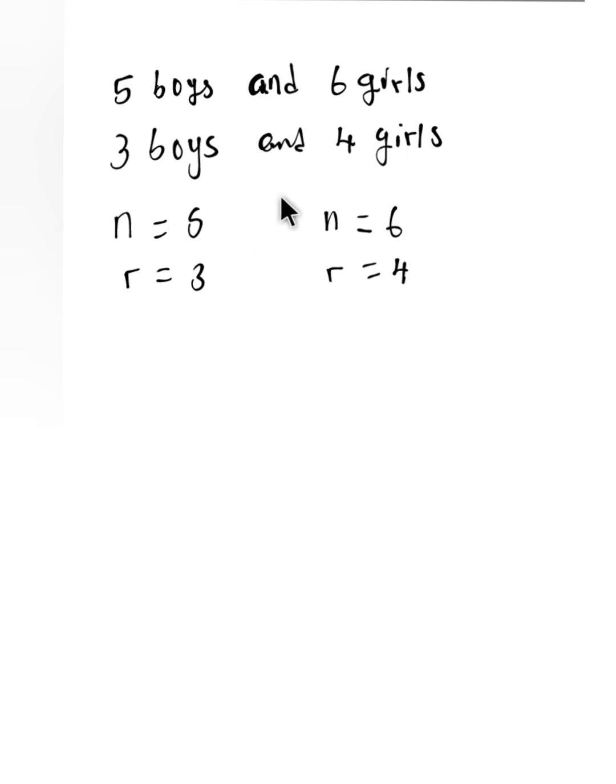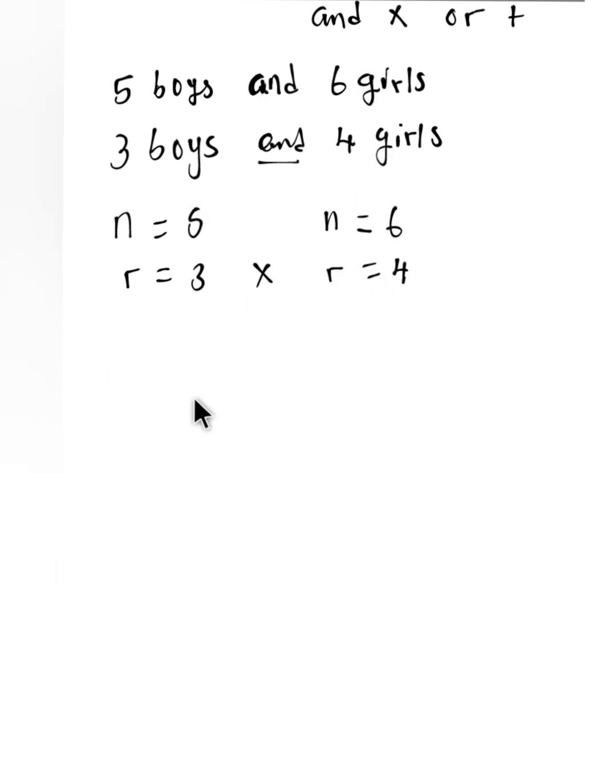Now, we need to take note of this word here, "and". When we make use of "and", we use times. If it is "and", it's times, but if the expression is "or", it's plus. It also works in probability: "and" is times, "or" is plus. So, since it's "and", it means we're going to multiply the answer we have for boys with the one we have for girls.